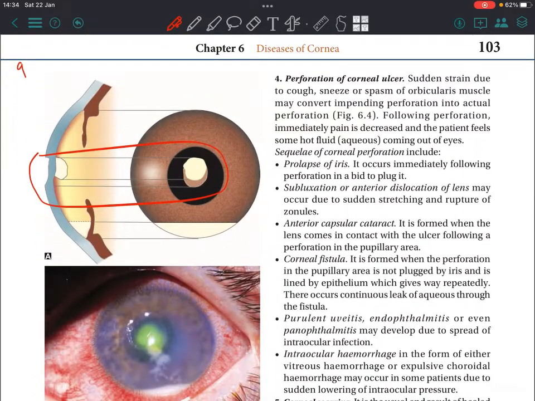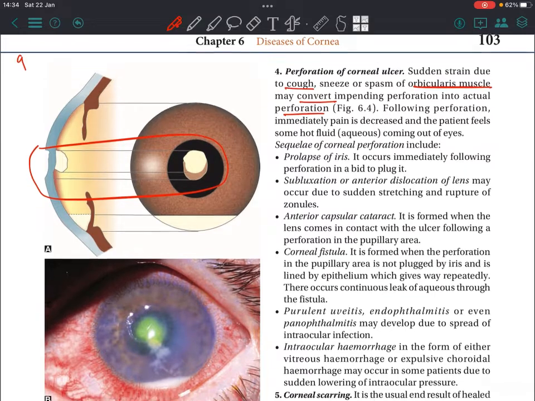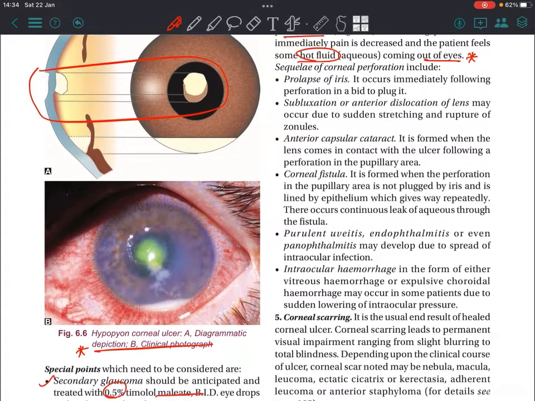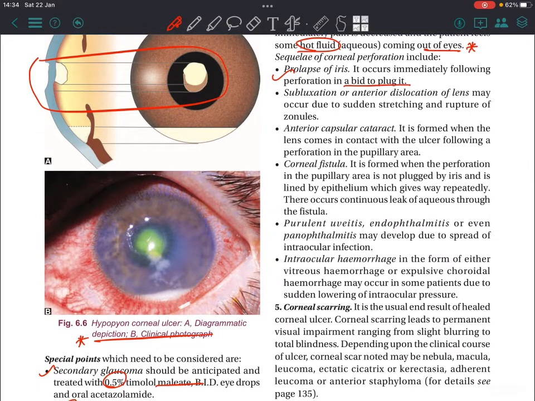Perforation of the cornea. Sudden strain due to cough, sneeze, or spasm of the orbicularis muscle may convert impending perforation into actual perforation. Following perforation, pain immediately decreases and the patient feels some hot fluid, aqueous, coming out. Sequelae of corneal perforation include prolapse of iris, which occurs immediately following perforation in an attempt to plug it. Subluxation or anterior dislocation of the lens may occur due to sudden stretching and rupture of zonules.